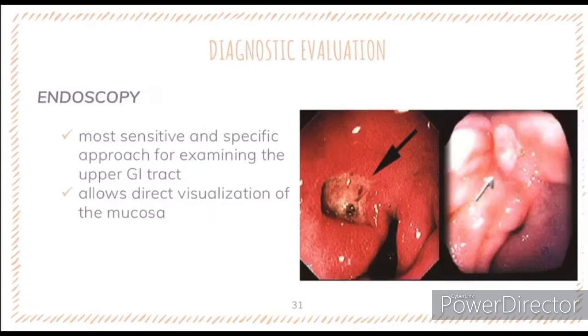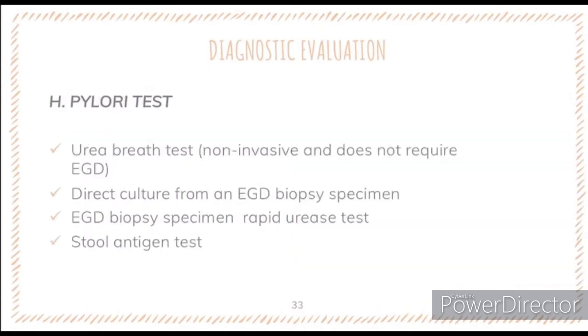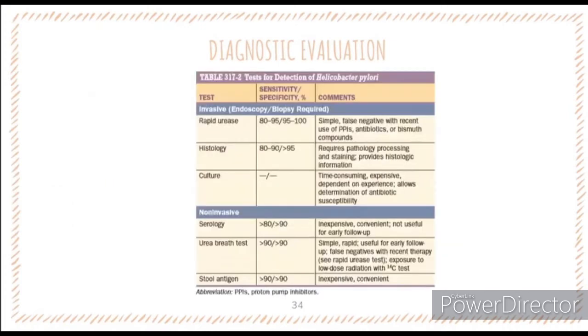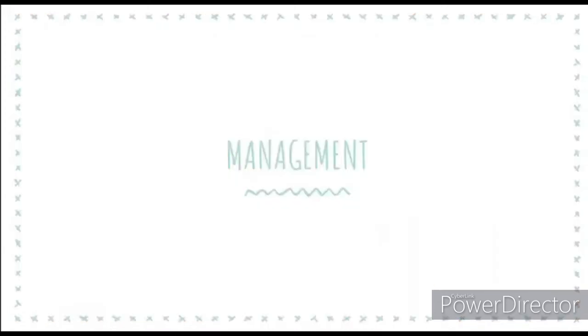And we have different types of H. pylori tests. First one would be the urea breath test, which is non-invasive and doesn't require esophagogastroduodenoscopy. Second would be the direct culture from an EGD biopsy specimen, an EGD biopsy specimen rapid urease test, and stool antigen test. So this is just to show you a table of invasive and non-invasive tests for detection of Helicobacter pylori.